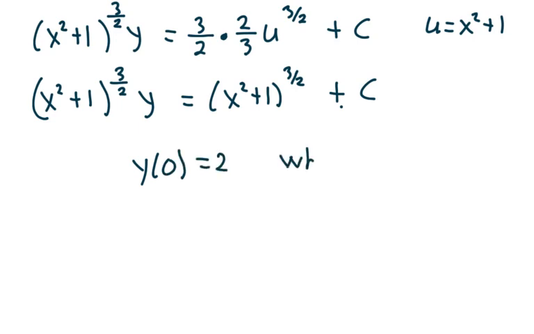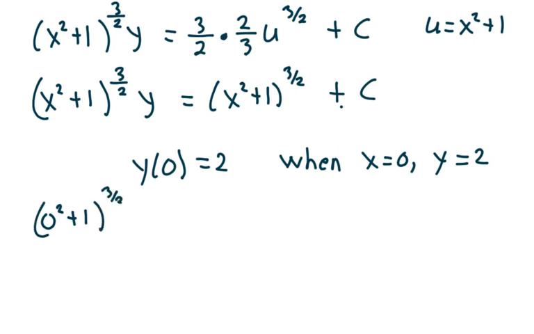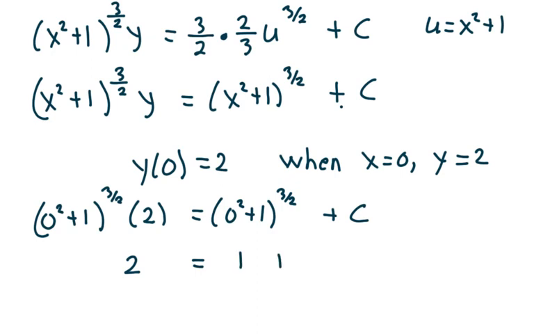So that says when x is 0, y is 2. Okay? So I'm going to plug that in. So I get 0 squared plus 1 to the 3 halves times 2 is 0 squared plus 1 to the 3 halves plus c. So 2 is equal to 1 plus c. So c is 1.